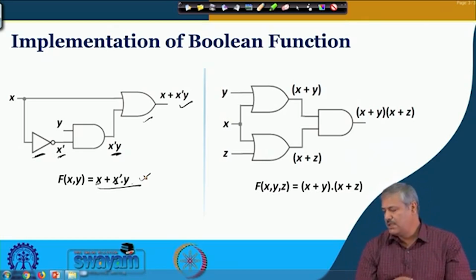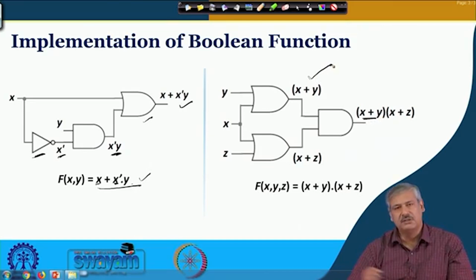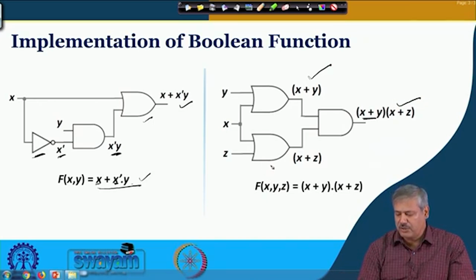Similarly, the other relation that we had seen, this is x plus y ANDed with x plus z. To achieve x plus y, we need a 2 input OR gate. This is an OR operation. To achieve x plus z, we need another 2 input OR gate, which is also an OR operation. Finally, these two are getting ANDed over here. So, 2 such inputs are required for this 2 input AND gate, and finally, at this place we get x plus y ANDed with x plus z.